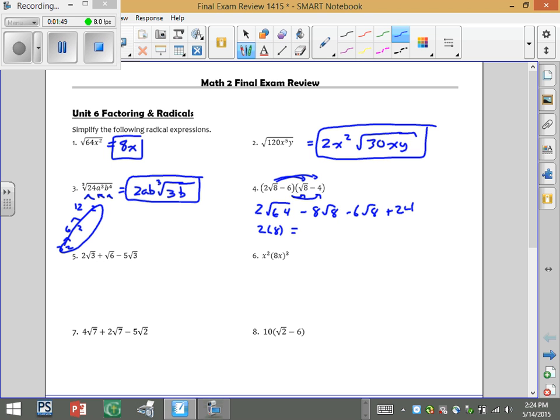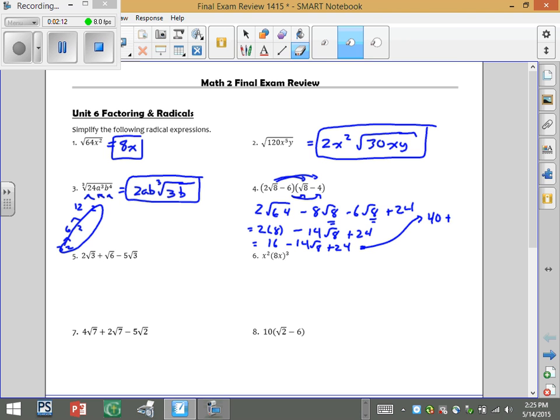We can combine, this is almost like terms, remember, since that's the square root of 8 and the square root of 8. So negative 8 minus 6 is minus 14 root 8 plus 24. Don't have a whole lot of room here, so we end up with 16 minus 14 root 8 plus 24. And I can go ahead and combine the 16 plus 24, and that's 40, minus 14 root 8. And we can break 8 down.